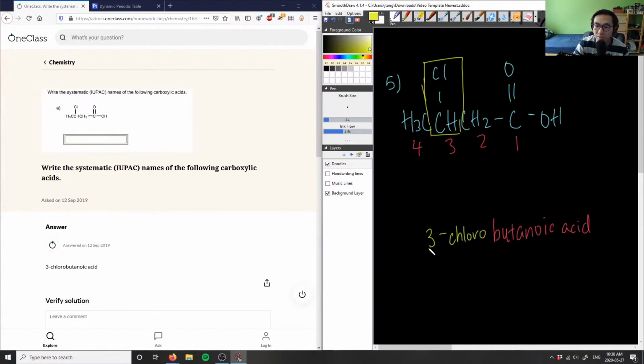So this here is our final answer. 3-chlorobutanoic acid is our answer for this problem. And as you can see, this solution is correct.